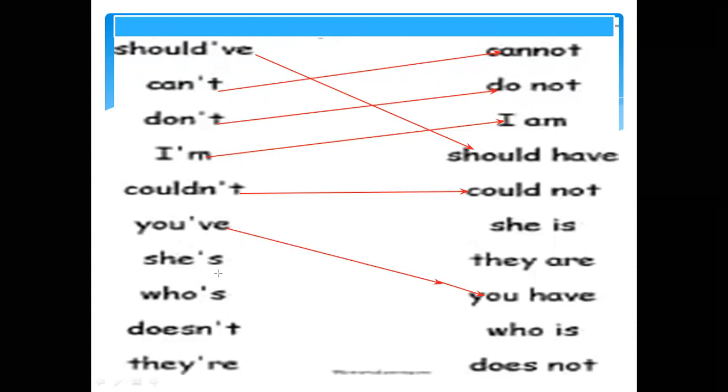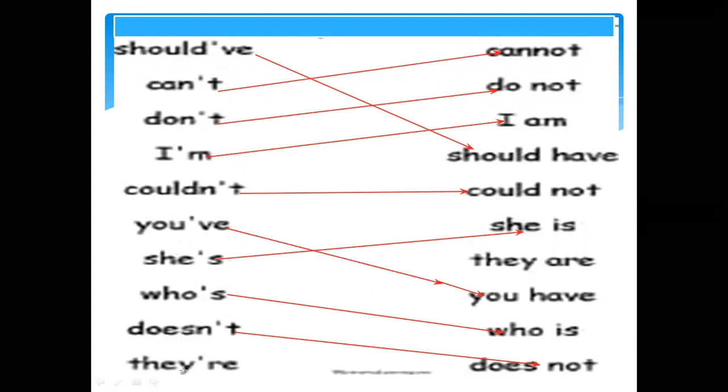And here, she's. What is the matching word here with she's? She is. Who's? Who is? Doesn't. Does not. And the last one is they're. They are.